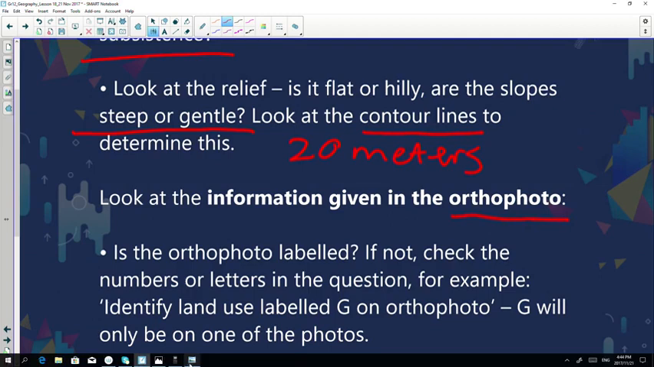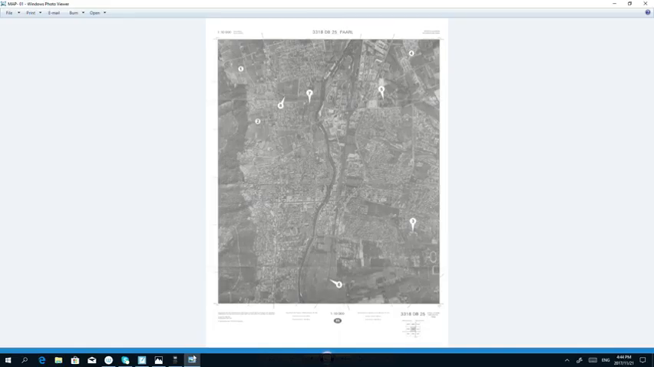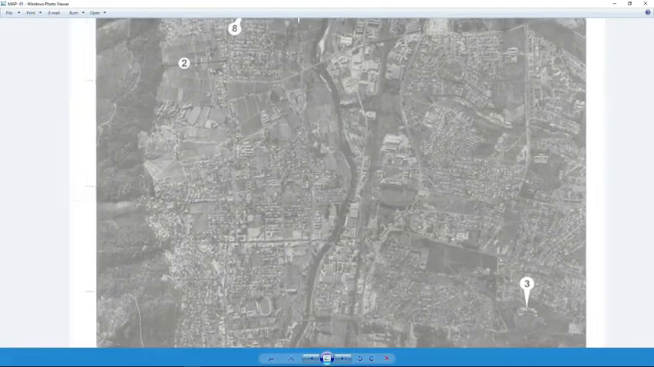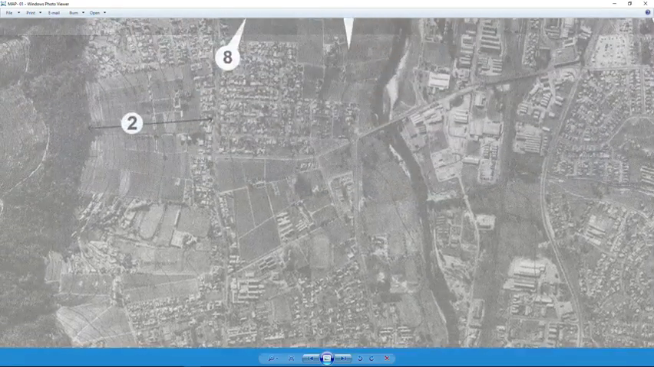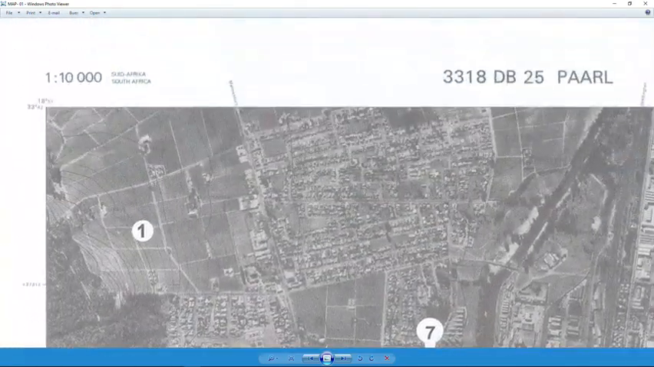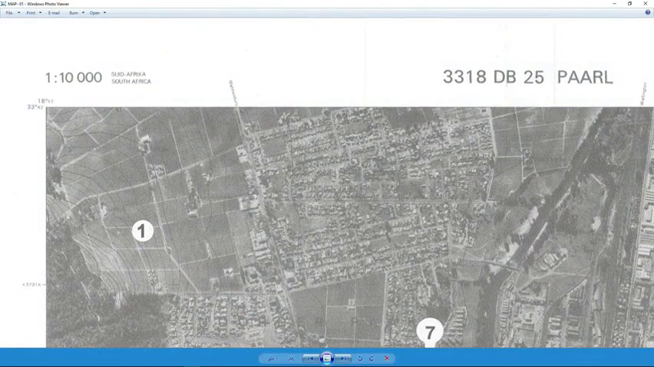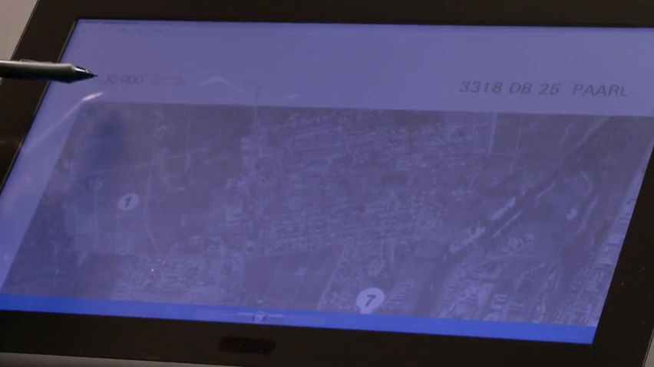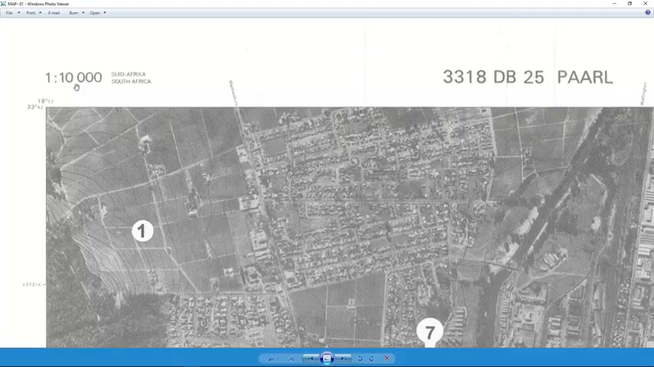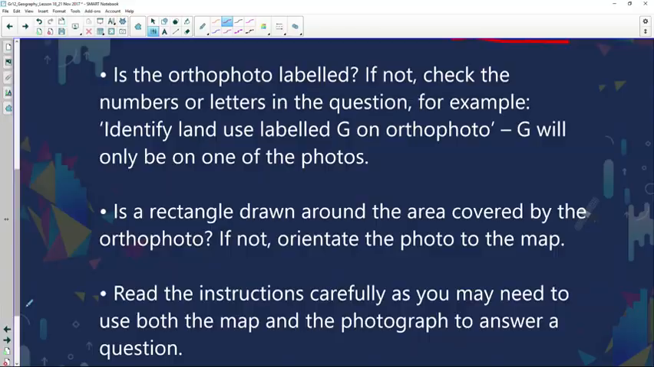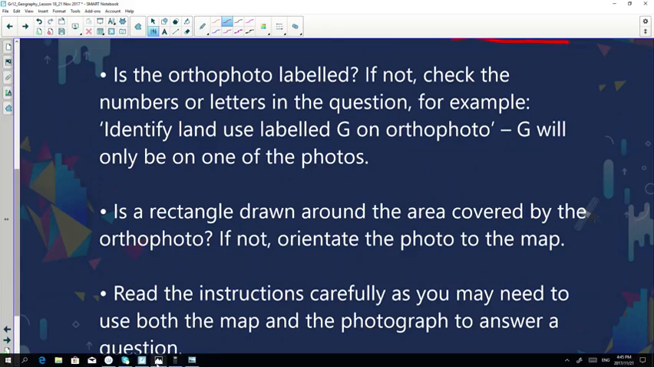If we quickly look at the orthophoto that's been given to you, it's an image. It's a vertical aerial photograph, bird's eye view. Now, as you can see, there's the scale of the orthophoto, 1 to 10,000. It means reduced 10,000 times. And if you continue looking at the rectangle drawn around the area covered by the orthophoto, I'll show you now. That's where the orthophoto has been taken.